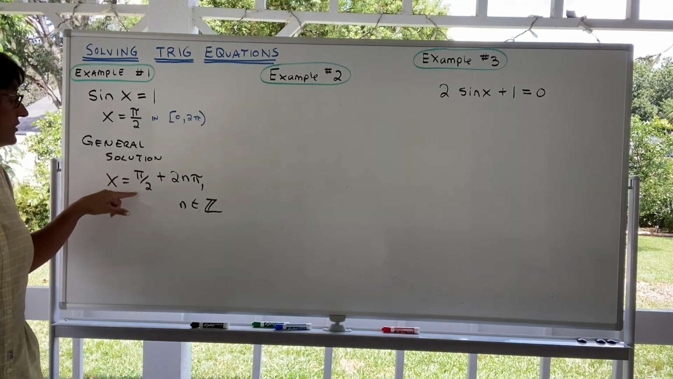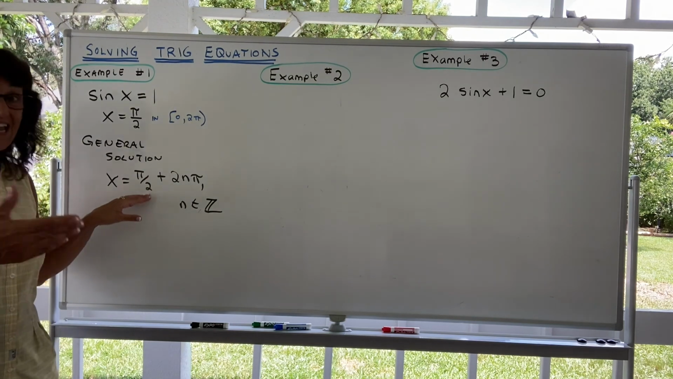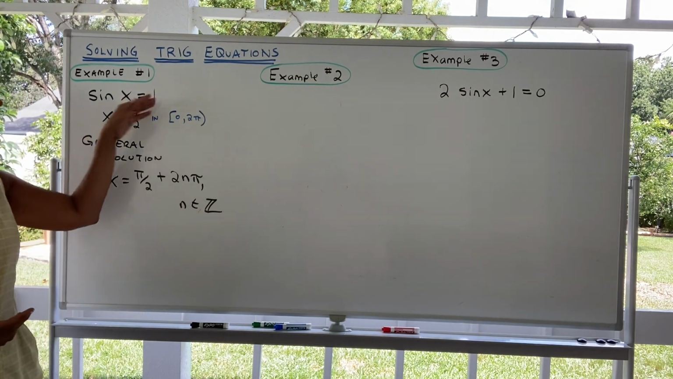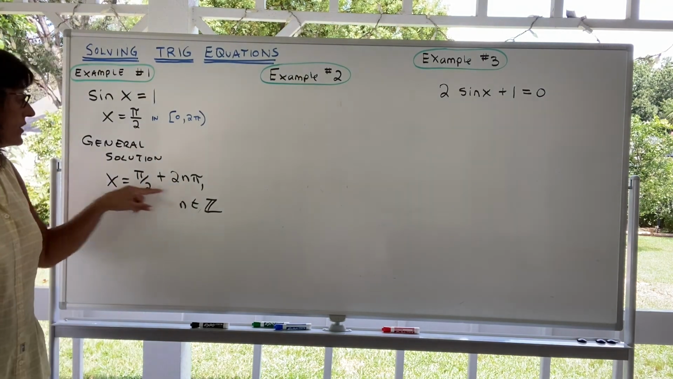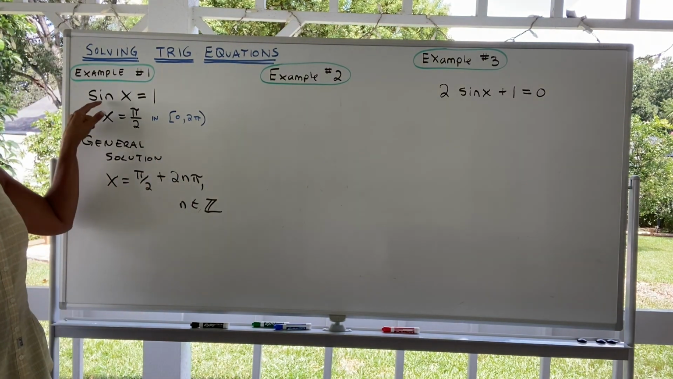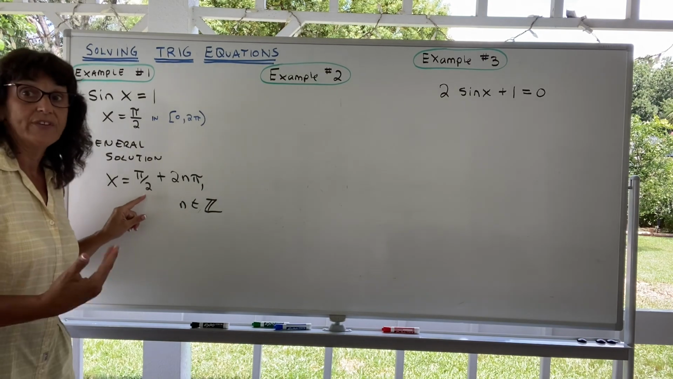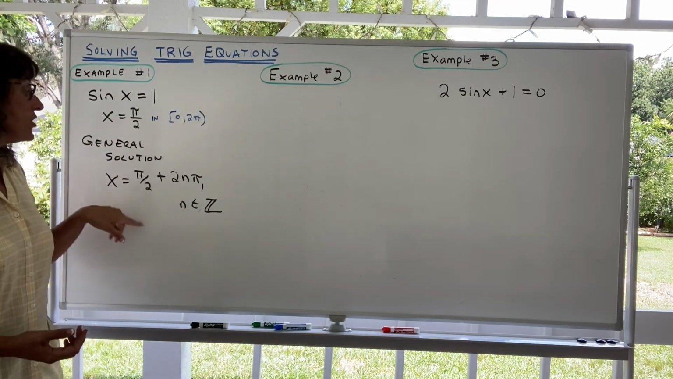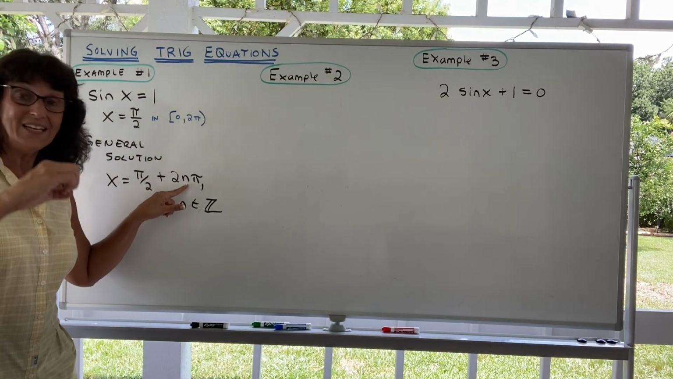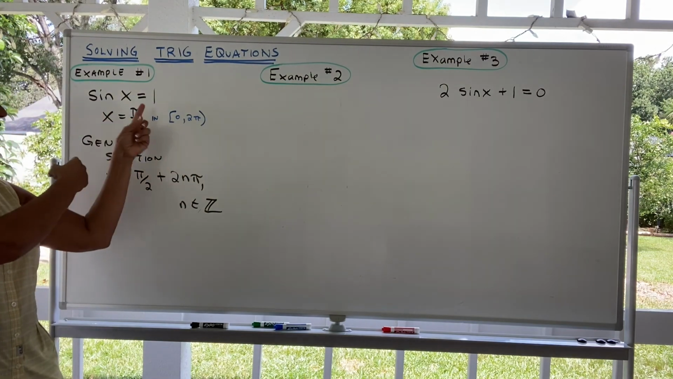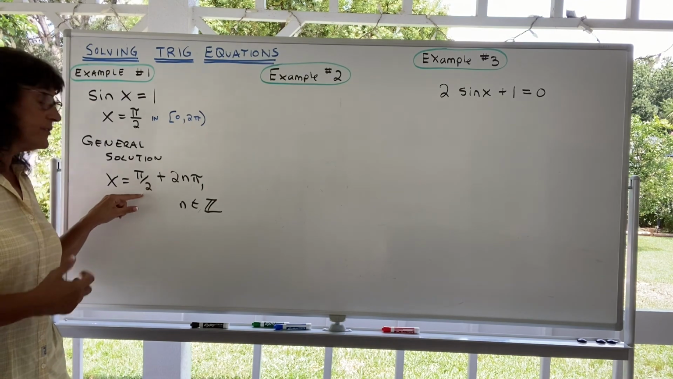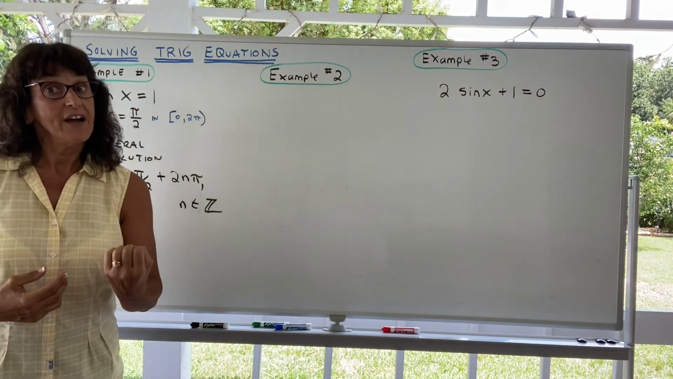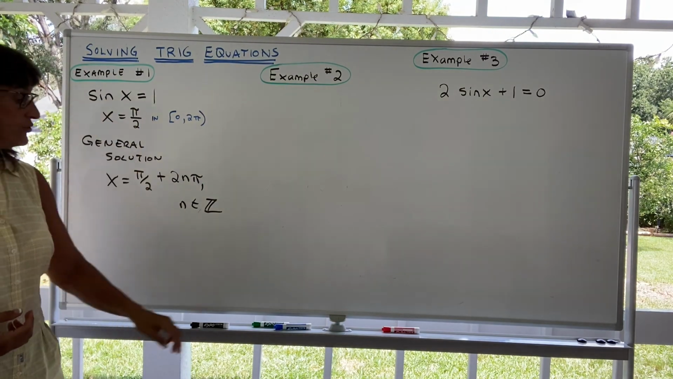So when n is equal to negative 2, you get negative 7 pi over 2. The sine of negative 7 pi over 2 is 1. When n equals negative 1, you get negative 3 pi over 2, and the sine of negative 3 pi over 2 is 1. When n is 0, then you have pi over 2. We know the sine of pi over 2 is 1. When n is 1, 2 pi plus pi over 2 means x is 5 pi over 2. The sine of 5 pi over 2 is 1.